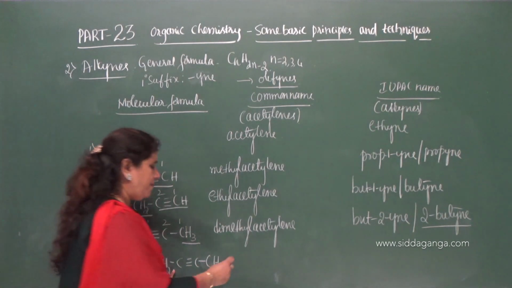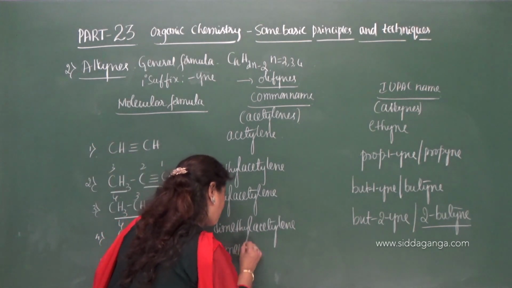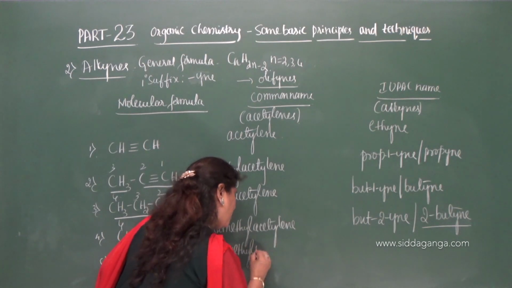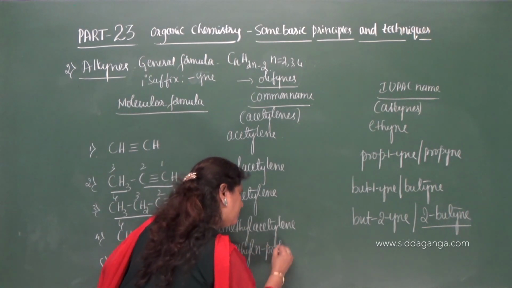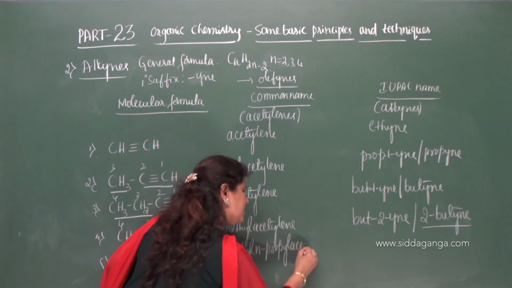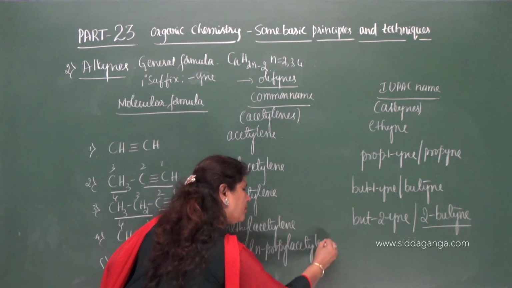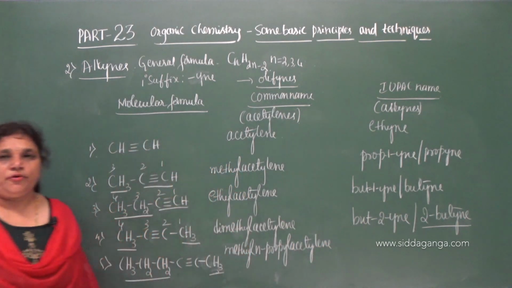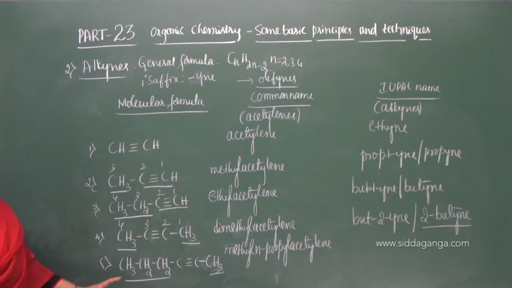What is the common name? Methyl n-propyl acetylene is the common name.